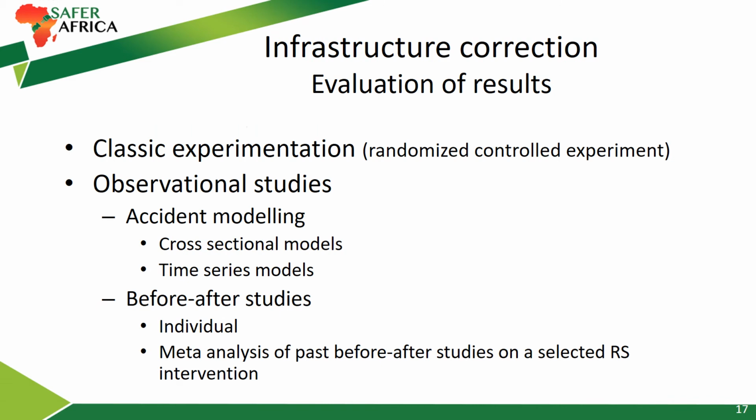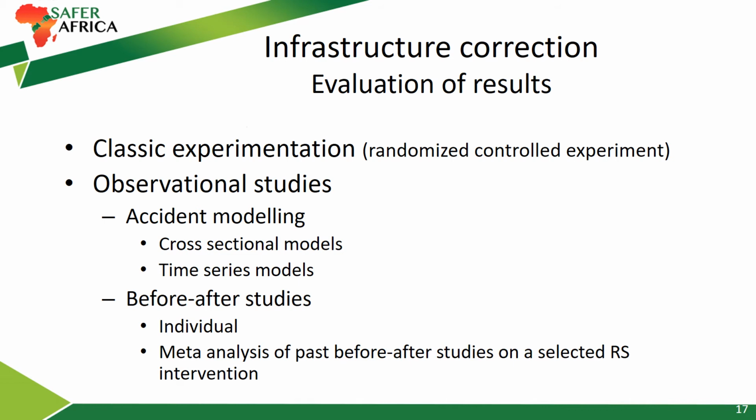Road safety intervention results and effectiveness can only seldom be evaluated through classic experimentation, that means randomized control experiment, due to both practical and ethical reasons. So, traditionally, this evaluation is made through observational studies, either using accident modeling or before-after studies.